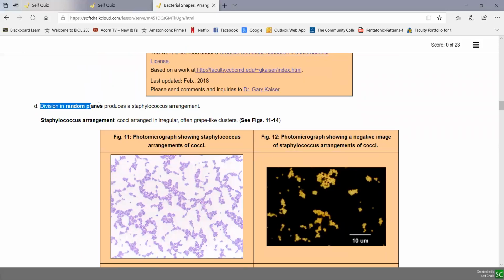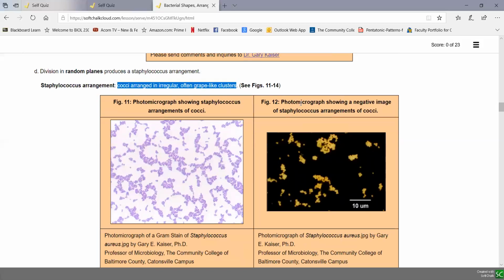And then if division is in random planes, that produces a Staphylococcus arrangement. Staphyle actually means a bunch of grapes. So these are the ones that produce grape-like clusters under the microscope. So a Staphylococcus arrangement are cocci arranged in irregular, often grape-like clusters like we see in figures 11 and 12. So you can see here that there's lots of nice little grape-like arrangements. Again, there's large clumps where the bacteria didn't separate when you spread the bacteria out on the slide. We see that some of the staphylococcal arrangements have broken apart, so you often see pairs and short chains and singles, but the predominant arrangement we see here are small clusters, often grape-like.